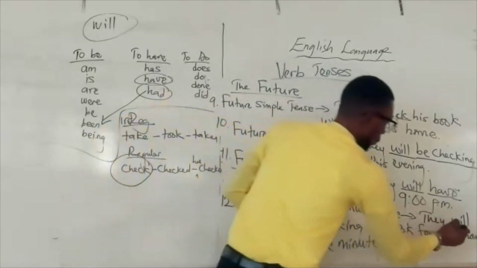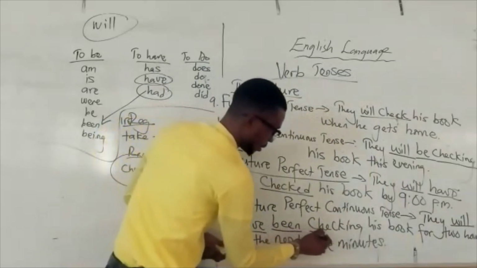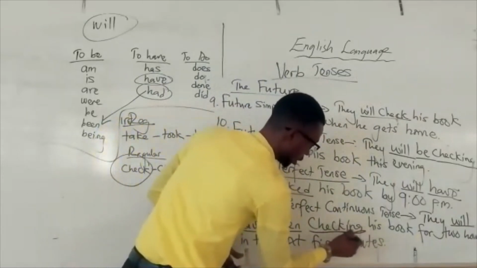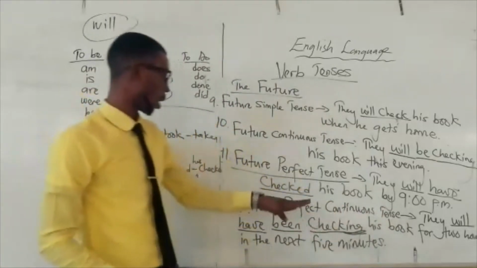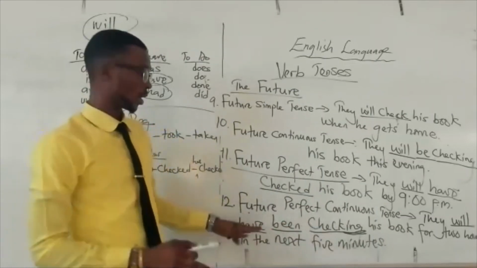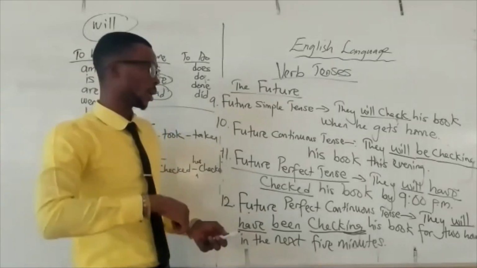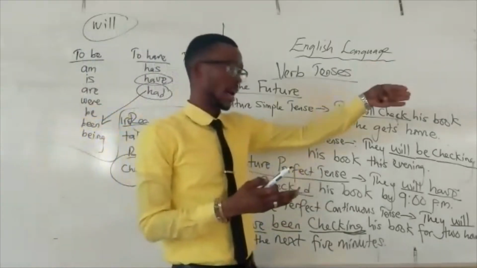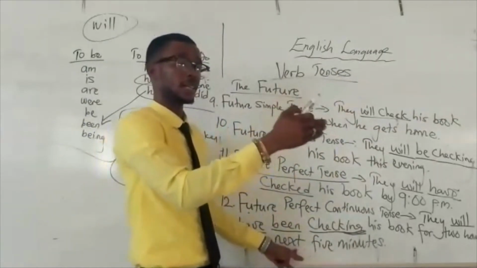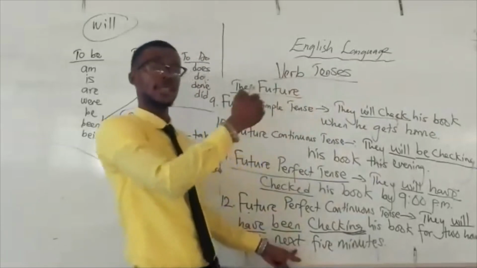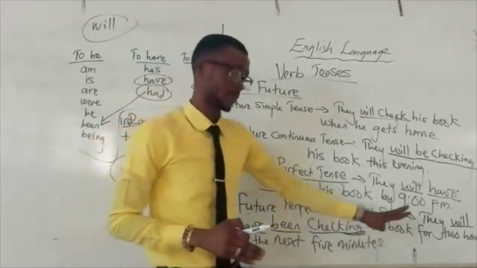So, what do we need here? Will plus have plus been plus the main verb plus ing. So, they will have been checking his book for 2 hours in the next 5 minutes. So, this is to communicate that the action started in the past, it is still going on, and it will end at a particular time in the future. So, in the next 5 minutes, it will clock 2 hours since they have been checking his book. So that is how we communicate the future perfect continuous tense.